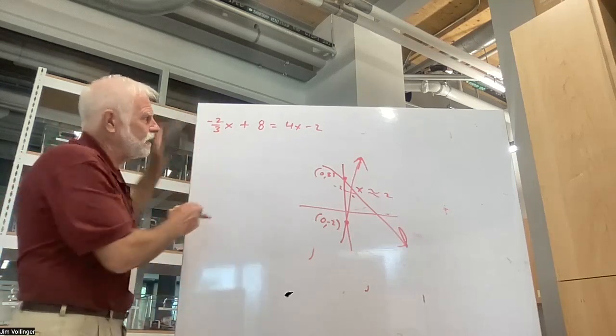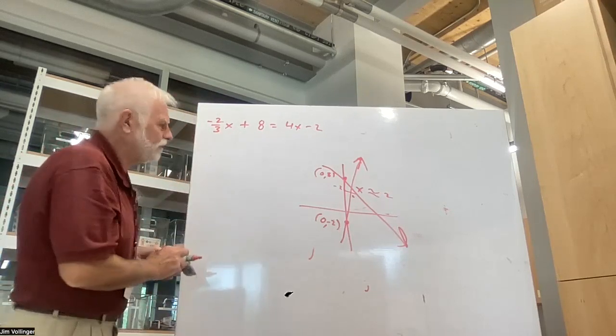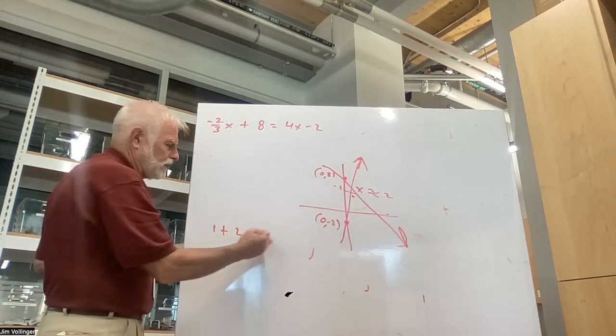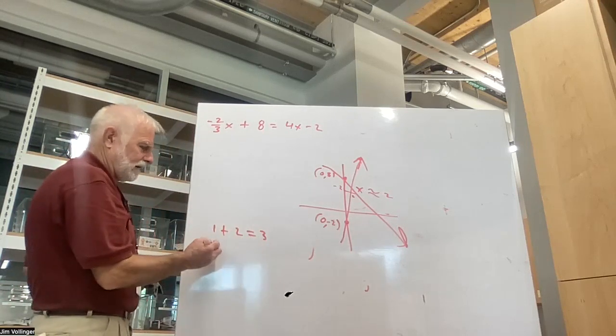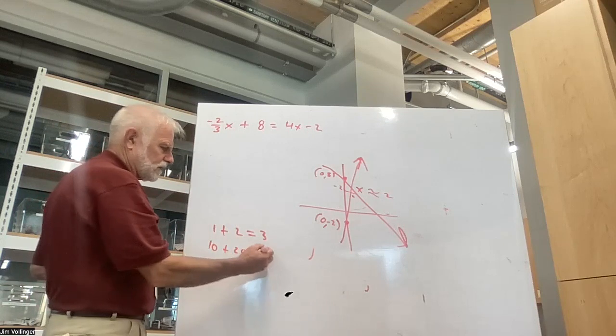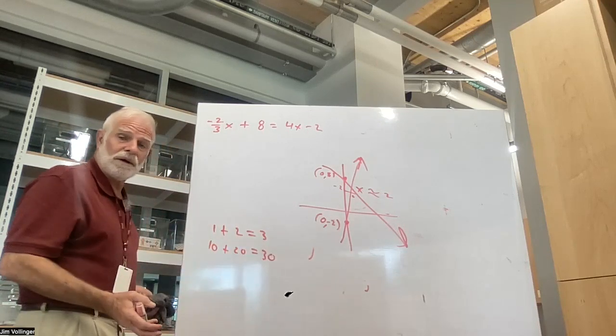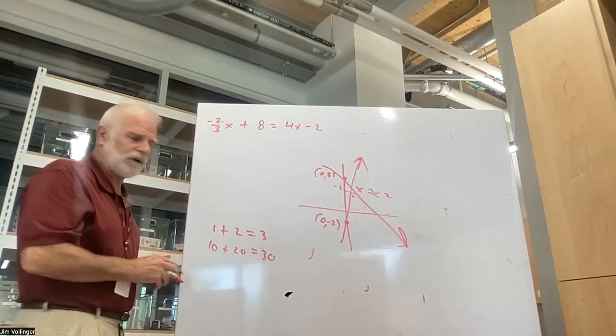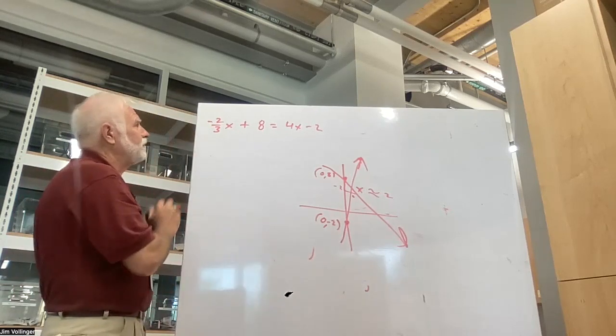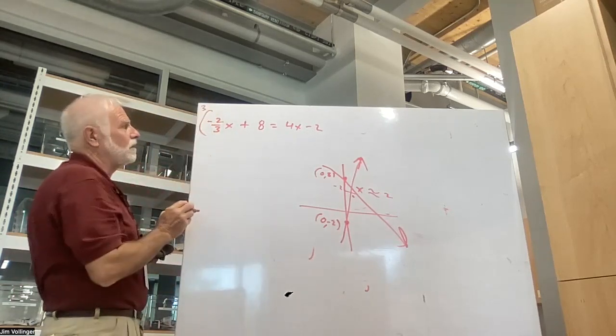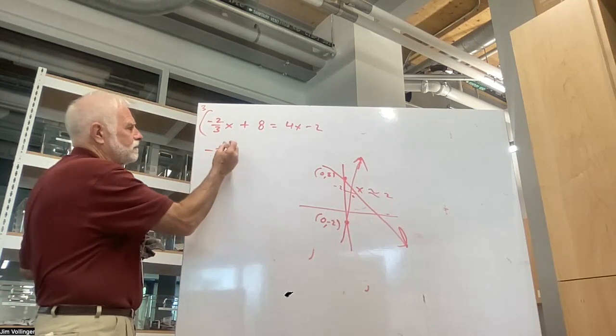All right, like this one here. So I don't like fractions. So let's look at 1 plus 2 equals 3. Let's multiply everything by 10. 10 plus 20 equals 30. Looks like it's still true. So I know how to get rid of division by 3. I'm going to multiply everything by 3. Oh, kit and caboodle. Those 3s cancel.